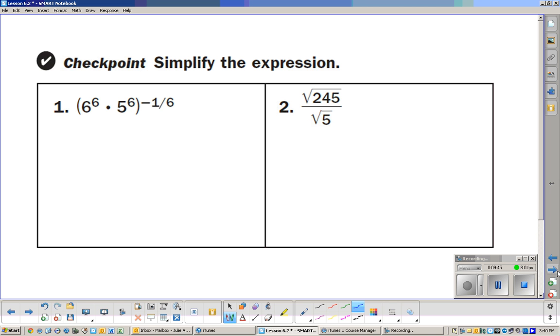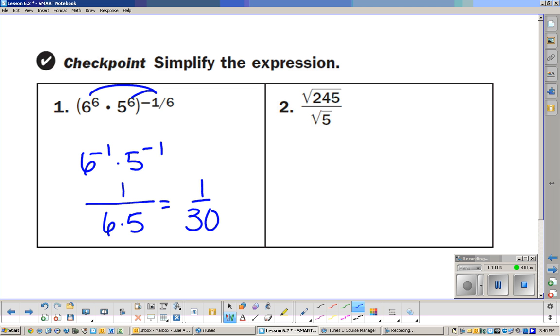A couple of different ways you can approach this one. If you distribute that exponent to both pieces, you would have 6 to the negative 1 times 5 to the negative 1. Well, that means they both have to move to the bottom, so 6 times 5, and 6 times 5 is 30, so you get 1 over 30. The second one, the square root of 5 doesn't exist, so instead I'm going to think of this as 245 divided by 5. And 245 divided by 5 is 49. The square root of 49 is 7.